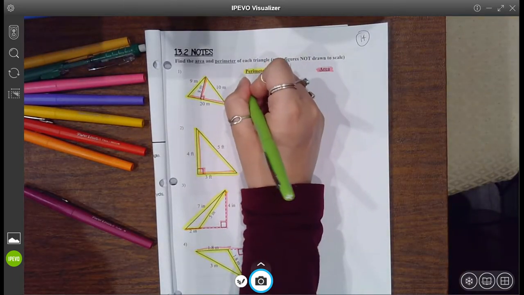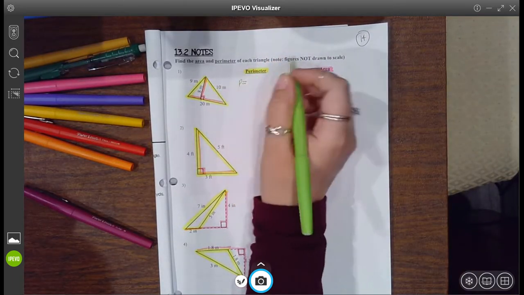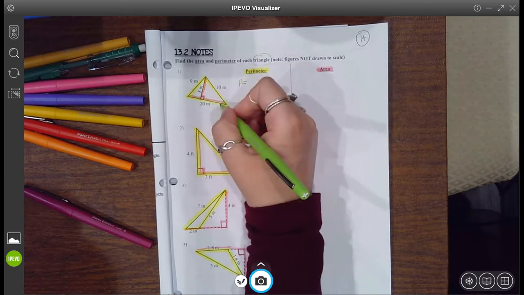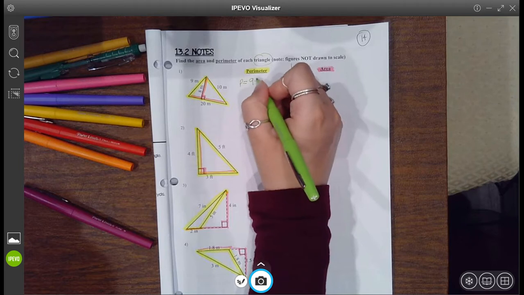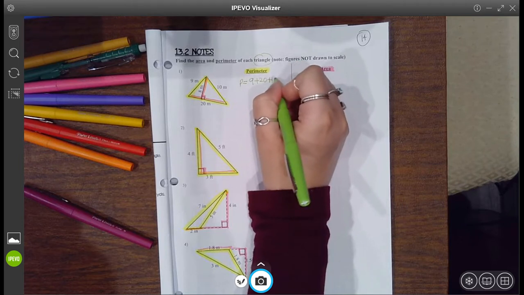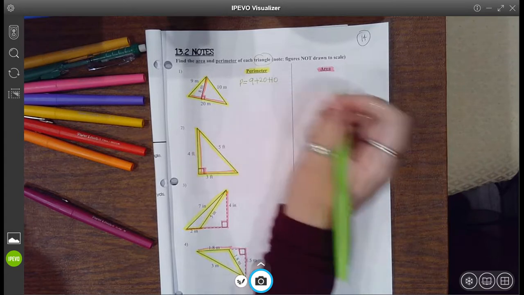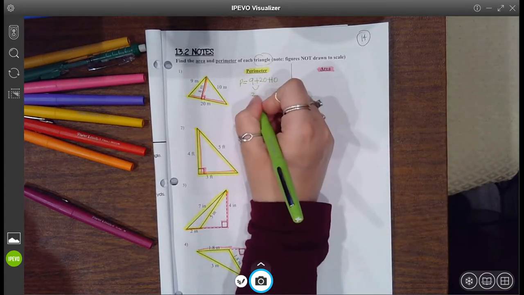So for perimeter, there's no exact formula. You just add the outside edges. And since we're dealing with triangles, you're looking for 3 edges. So 9, 20, and 10. 9 plus 20 plus 10. Go ahead and write down what it is you plugged in, and then you can just type it into your calculator or work it out.